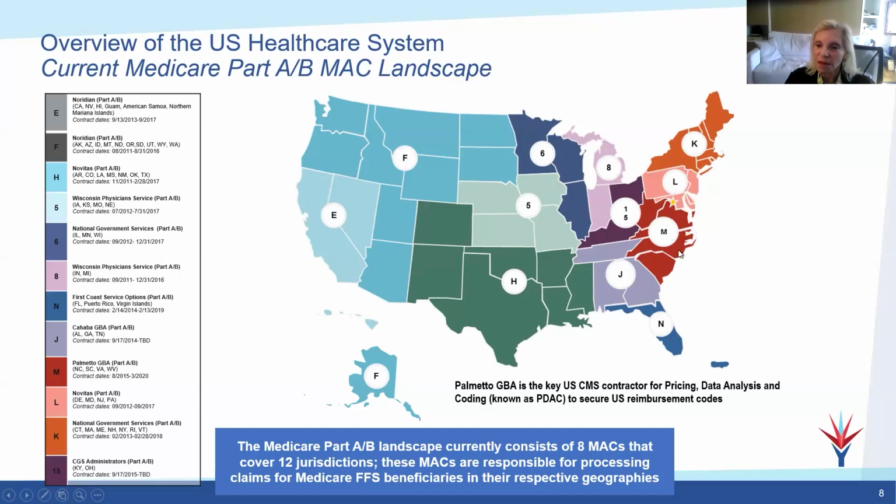Palmetto, which is in the Mid-Atlantic region here, you think, well, it just covers a few states, but it's very influential. It's the key US CMS contractor for pricing, data analysis, and coding, which is known as PDAC, to secure US reimbursement codes. And as goes Palmetto, so goes a lot of the other MACs. So if you're successful in getting a reimbursement code at the level that you're hoping to get it at with Palmetto, a lot of the other MACs will follow suit. And that's how you'll get your national coverage determination. Start locally and then go not really globally, but US-wide.